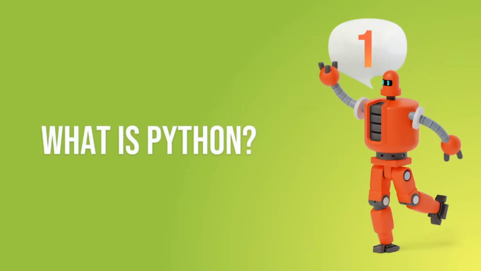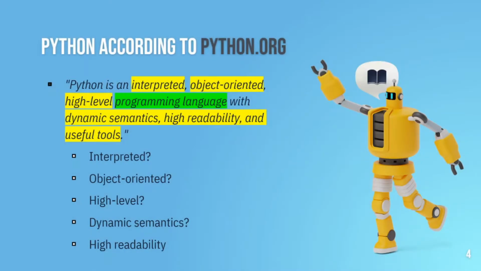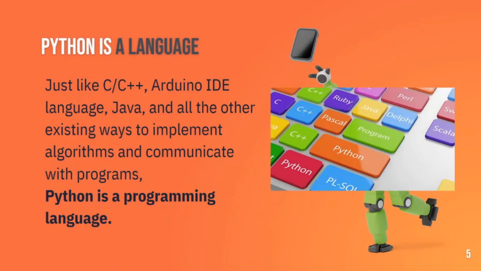First, what is Python? Python, according to Python.org, is an interpreted, object-oriented, high-level programming language with dynamic semantics and high readability. You might be curious what these words mean, so I'll go over each of them right now. First thing we certainly know is that Python is a computer language, just like C, C++, Arduino, Java, and all the other existing ways to implement algorithms and communicate with programs. Python is just a programming language.